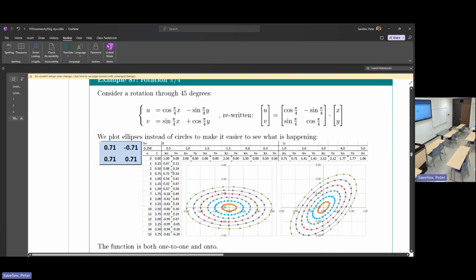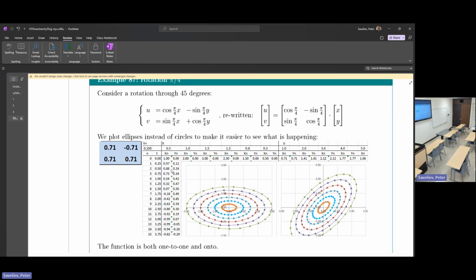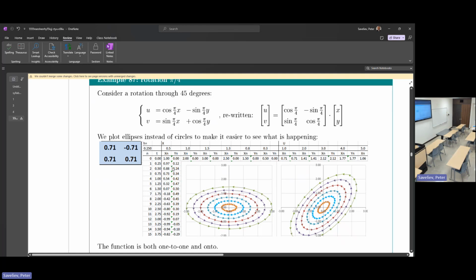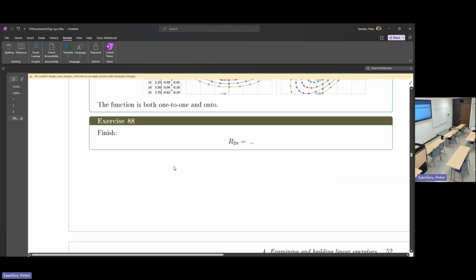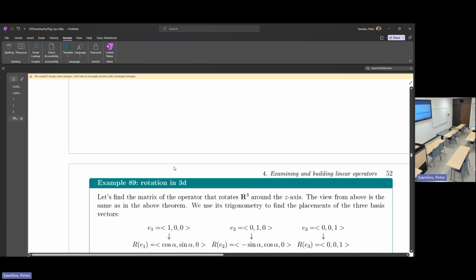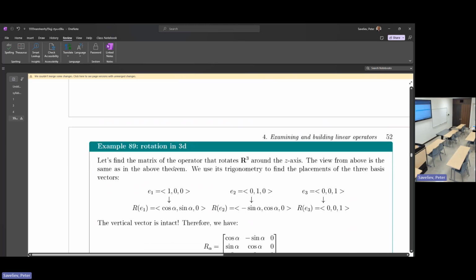Okay, so this is 45 degrees. If you want to test it, this is how you test it: plug in the numbers here. I take pi over 4 as the angle, and I end up with the matrix right here on the left. Then indeed I plug it into my spreadsheet, and it rotates by 45 degrees. My ellipses have been rotated.